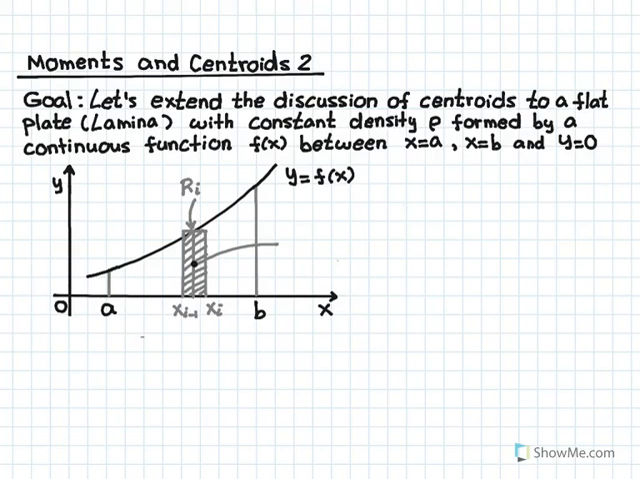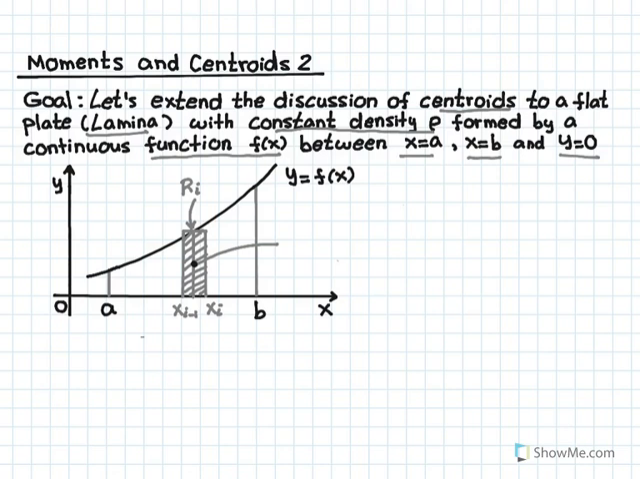In this video, we're going to look at another example of moments in centroids. Let's extend the discussion of centroids to a flat plate, a lamina, with constant density rho formed by a continuous function f of x between x equals a, x equals b, and y equals 0. Our goal here is to develop formulas for the moment with respect to the y-axis, the moment with respect to the x-axis, and the total mass of this region. And of course, we want to find the centroid, x bar and y bar.